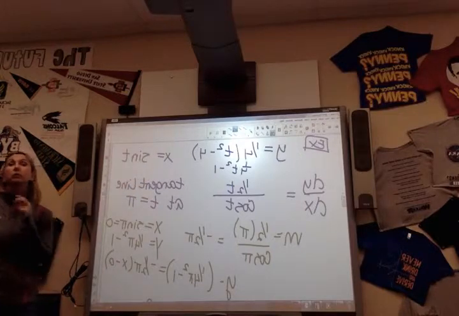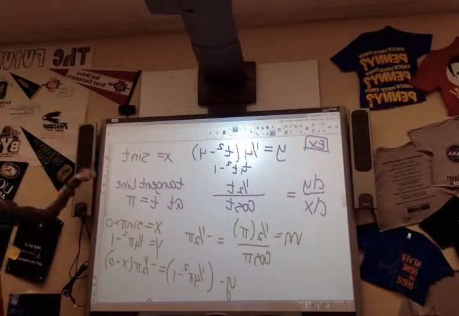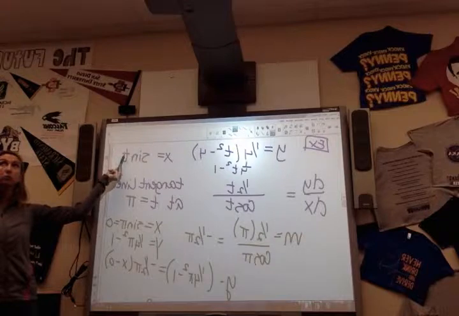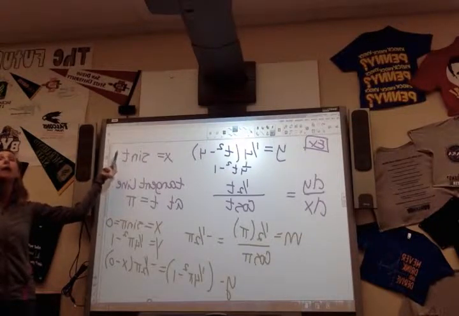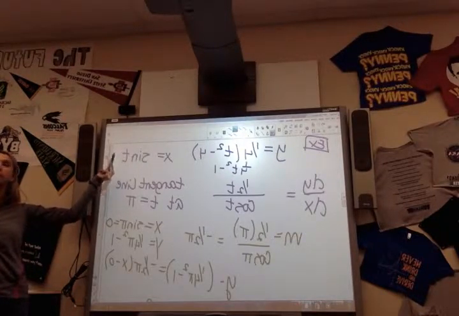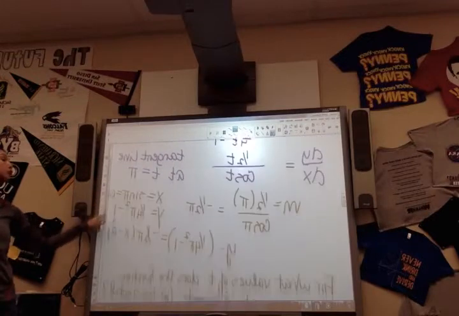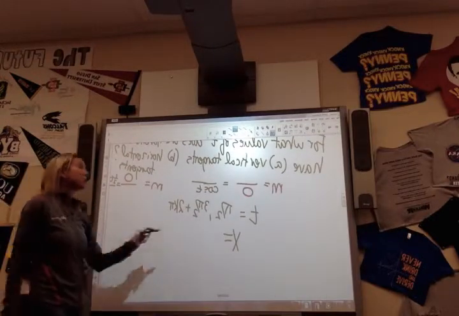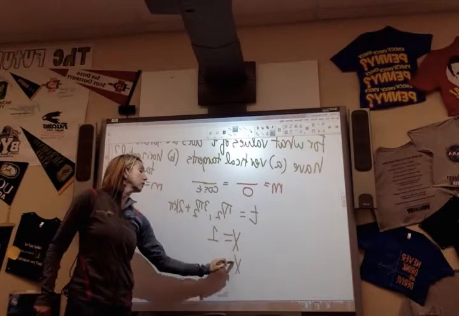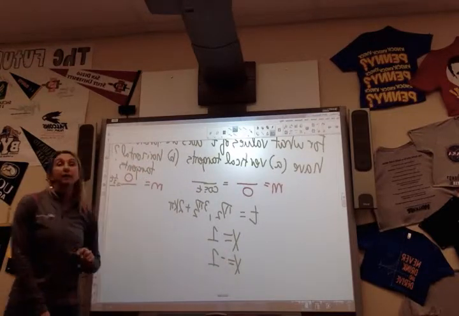x is sine t. Okay, so when you plug in pi over 2, what's sine of pi over 2? 1. And 3 pi over 2? And that's the whole 2k pi. It's just going to keep bouncing back and forth between 1 and negative 1. So you have two vertical tangent lines. You have a tangent line at x equals 1, and you have a tangent line at x equals negative 1.